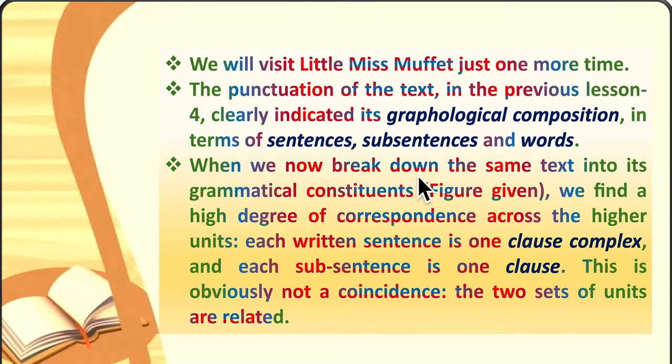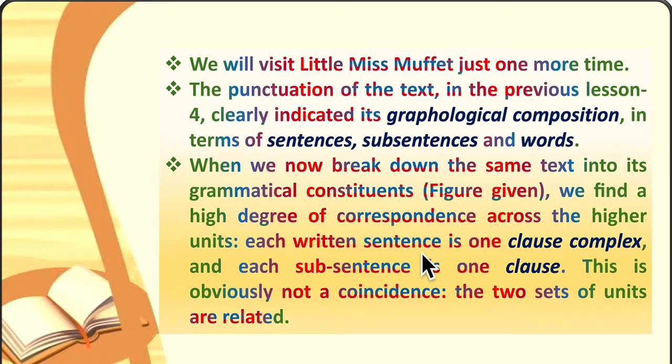When we now break down the same text into its grammatical constituents, we find a higher degree of correspondence across the higher units. Each written sentence is one clause complex and each sub-sentence is one clause. This is obviously not a coincidence. The 2 sets of units are related. If you break any text into its grammatical constituents, what do we find? We find a higher degree of correspondence, connection, connectivity, agreement between one constituent and another.